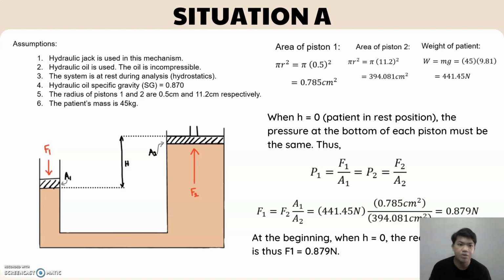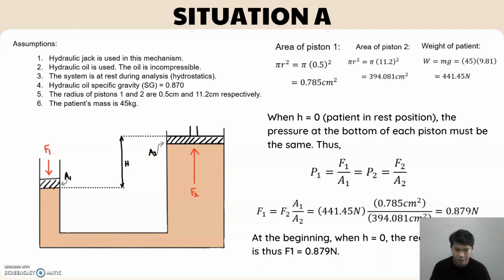First and foremost, we need to find the area of piston 1, the area of piston 2, and also the weight of the patient. When H equals 0, the patient is in the rest position, no head elevation is applied, and the pressure at the bottom of each piston must be the same. Thus, we're using Pascal's law equation.